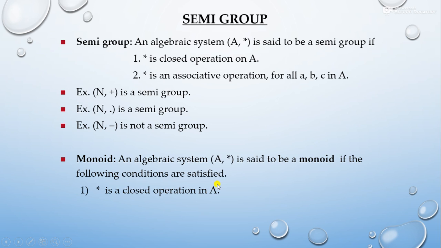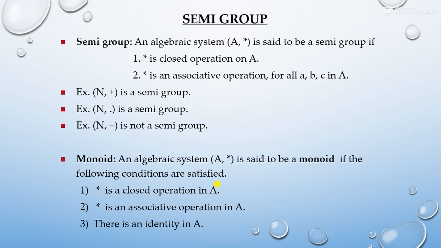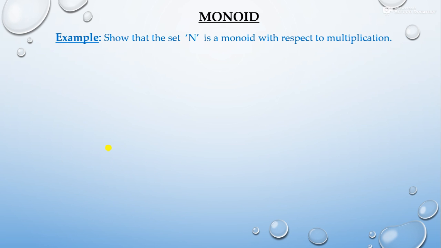So here, the first condition is that it must be closed. Second, it must be associative, and the third property added here for the monoid, in comparison to the semigroup, is that it must have the identity. So if we add one more thing, that it has an identity, then that is called a monoid. Clear? So now we take some examples for the monoid.